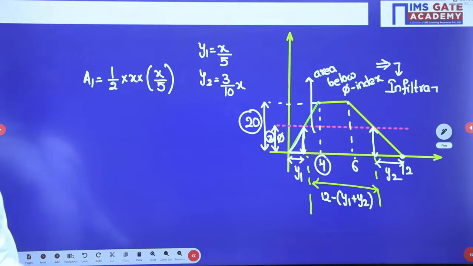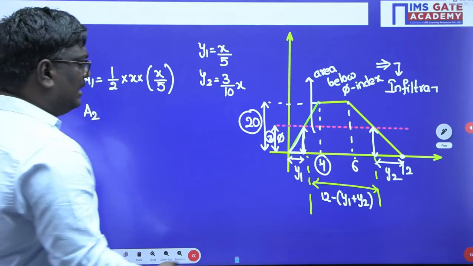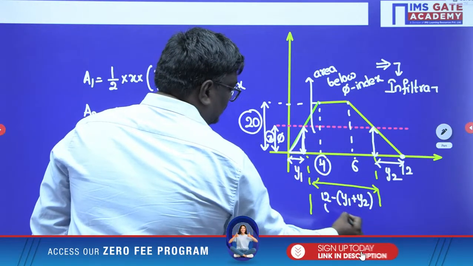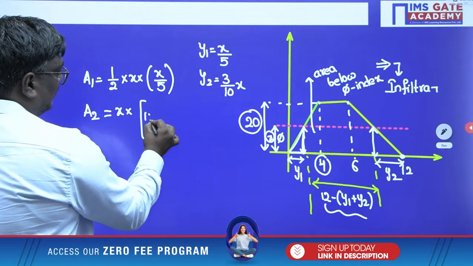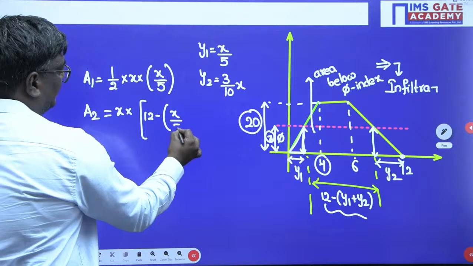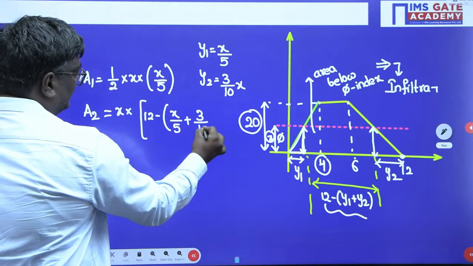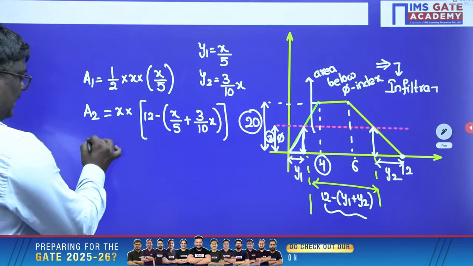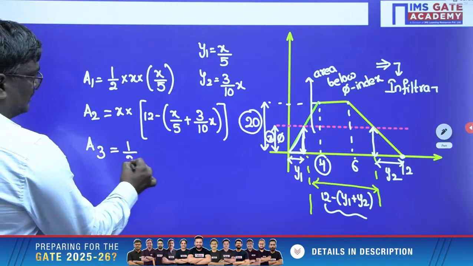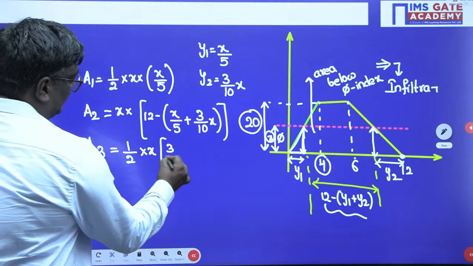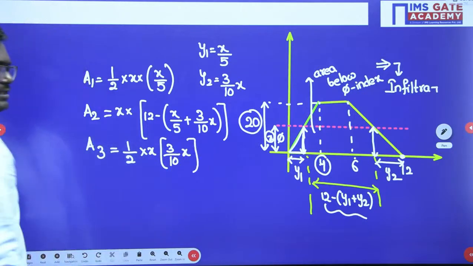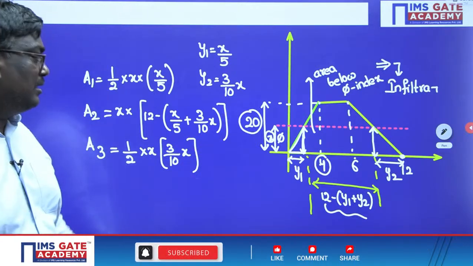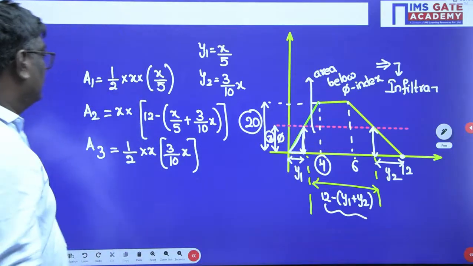Yes or no? Similarly, what is A2? Height is x. This is a rectangle, so x into the length, which is 12 minus y1 plus y2. Y1 is x by 5 and y2 is 3 by 10x. I hope you are following, students. What is A3? Half into x into 3 by 10x. Now see, students, if you add all these areas, that should be equal to the infiltration, because the area below phi index is infiltration. So we can try it.